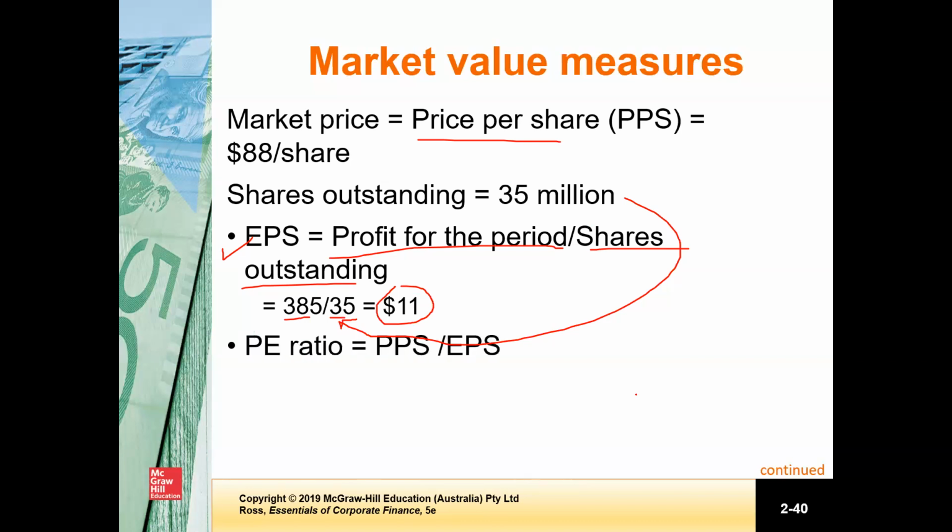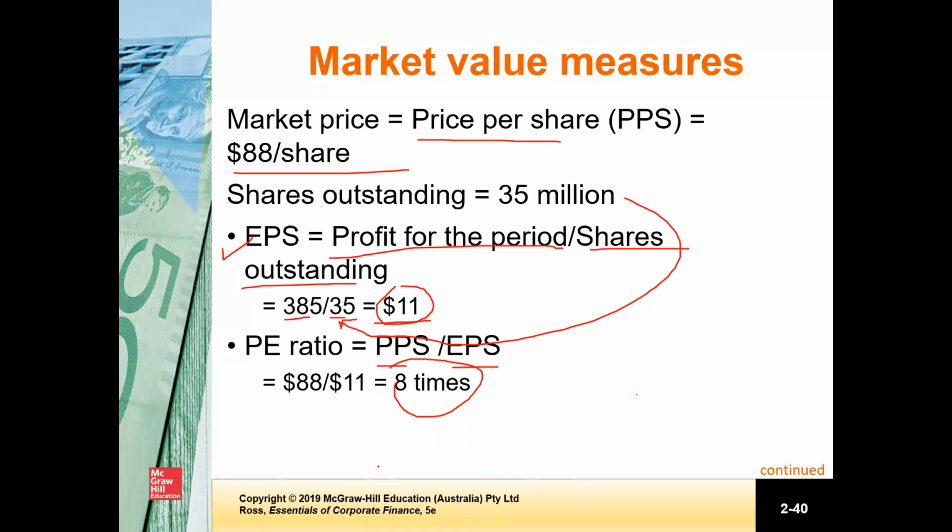Next one is the price earnings ratio. So the price earnings ratio is price per share, the price per share that we have seen here, for example, 88, and EPS is, as we have just seen, $11. So you can see that the price earnings ratio is eight times. So the price earnings ratio essentially indicates at which price your share is traded and at which multiple your share is traded in relation to its earnings.